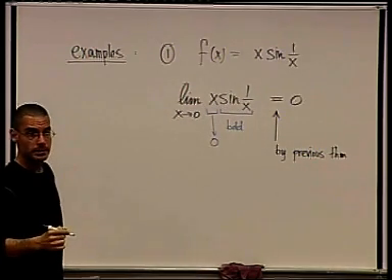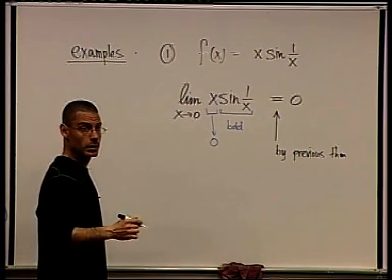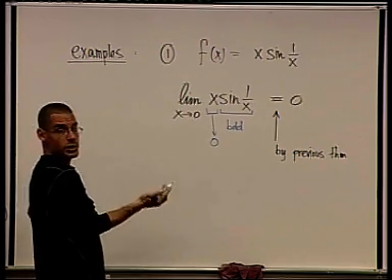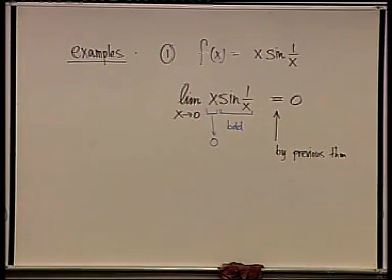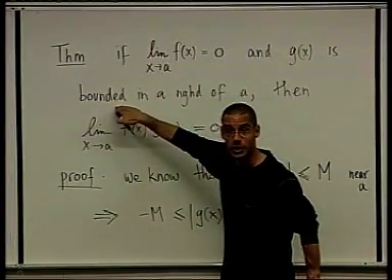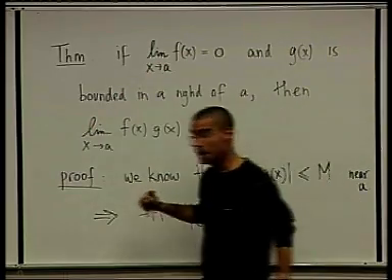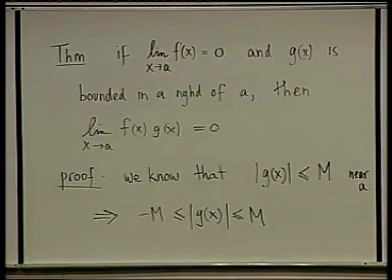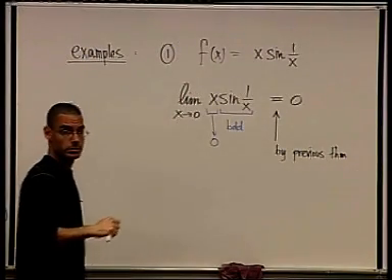What was the question? If it needs to be multiplied by a function that is bounded? Yes, that's the theorem we're using. Look at the theorem. The theorem says, if you take a function that goes to 0, multiply it by a bounded function, then the product goes to 0. That's precisely what I'm using.